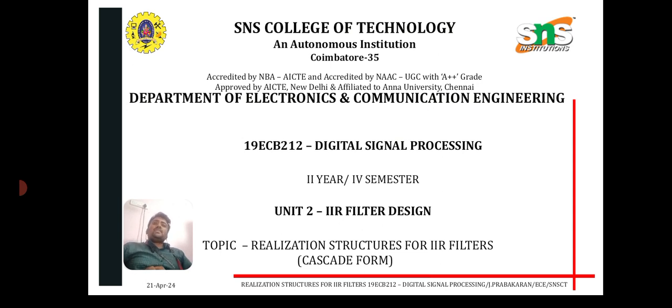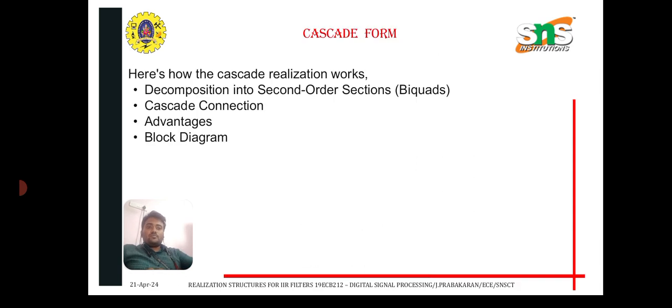In the cascade realization of an infinite impulse response filter, the filter is decomposed into a series of second order sections, also known as biquad filters. This decomposition simplifies the implementation and analysis of the filter and can offer improved numerical stability compared to other realization methods. Here is how the cascade realization works.